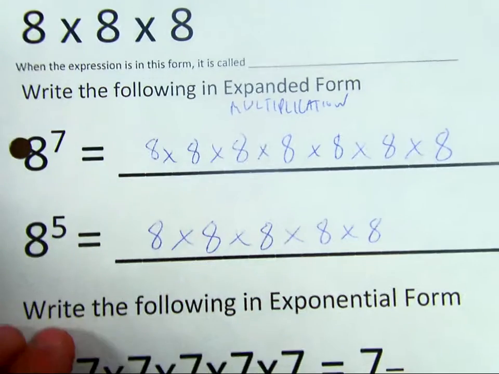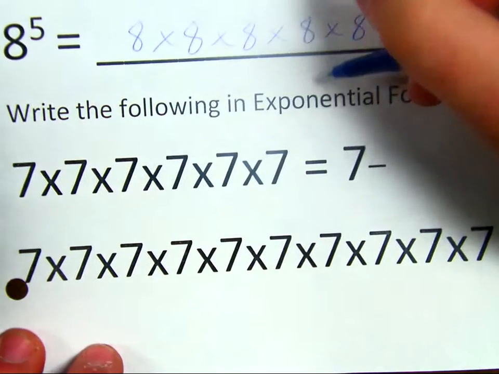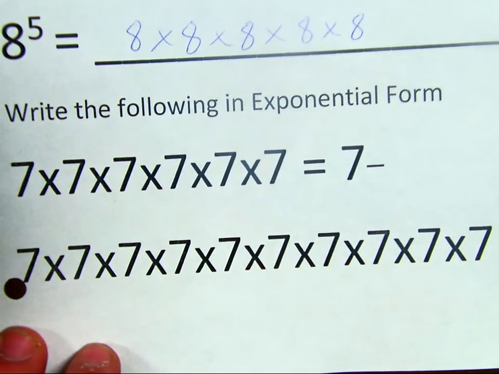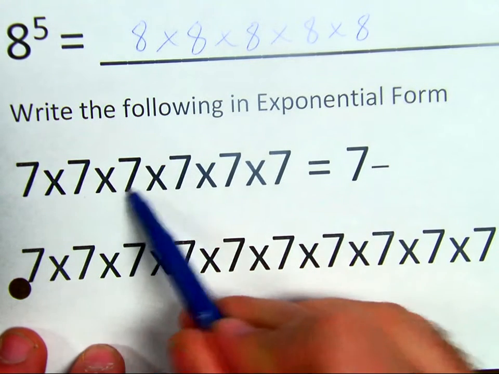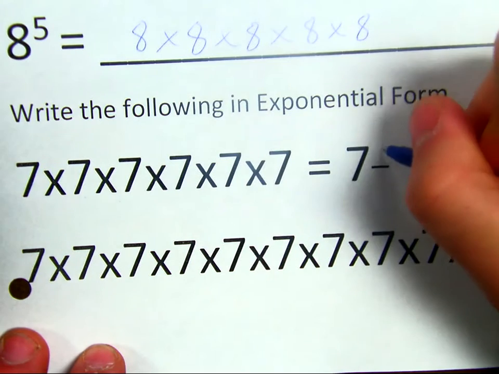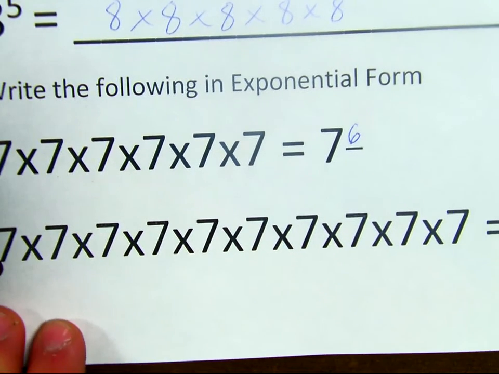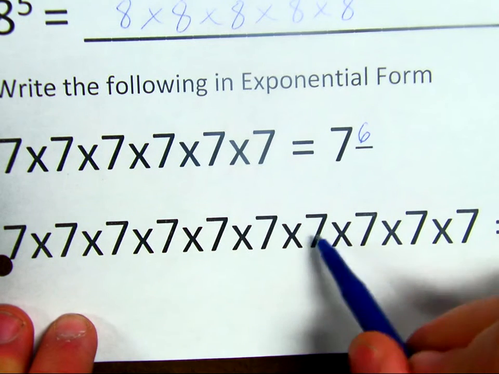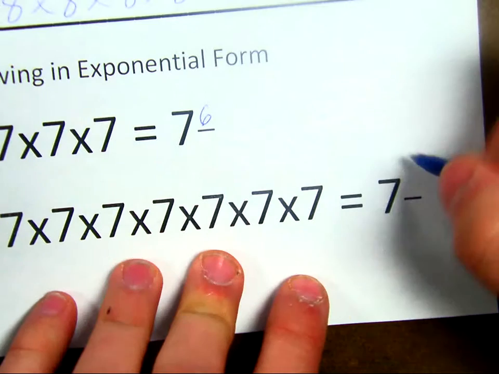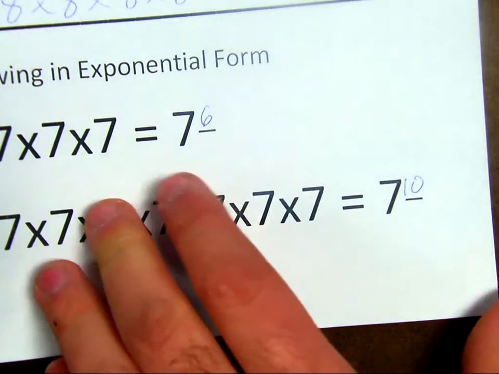Now we can easily convert the other direction. Convert this to what's called exponential form. That's writing it with an exponent. 7 times itself, how many times? 1, 2, 3, 4, 5, 6. 7 to the 6th power, or 7 to the 6th. This long one, if we count, we'll have 1, 2, 3, 4, 5, 6, 7, 8, 9, 10. 7 to the 10th power, or 7 with a 10 exponent over it.